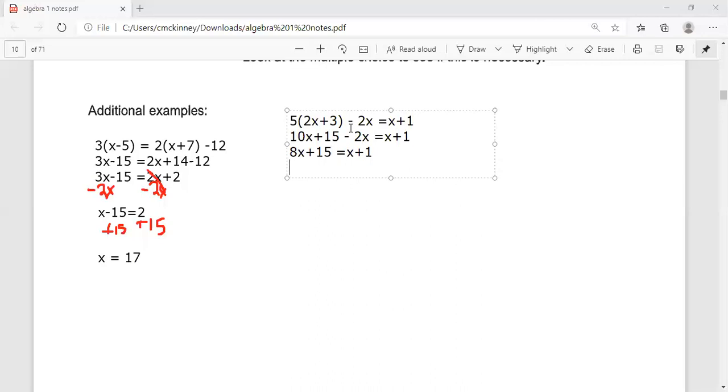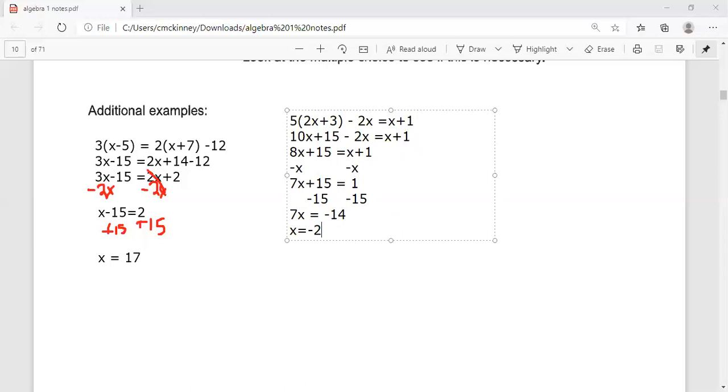Now we want to get rid of that x that's on the right, so we're going to subtract x on both sides. That's going to leave me with 7x plus 15 is equal to 1. Now I'm at a two-step equation. Now that there's only one x, I want to get him by himself. So we're going to subtract 15. So 7x is equal to negative 14. Divide both sides by 7. And x is equal to negative 2.